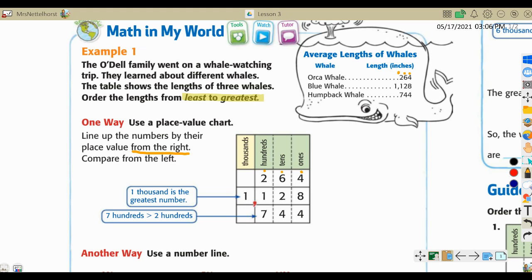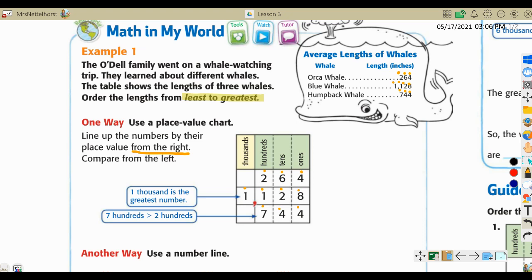Okay, so for the blue whale, there's an 8 in the ones place. There's a 2 in the tens place. There's a 1 in the hundreds place. And there's a 1 in the thousands place. And for the humpback whale, we have 4 in the ones place, we have 4 in the tens place, and we have 7 in the hundreds place.